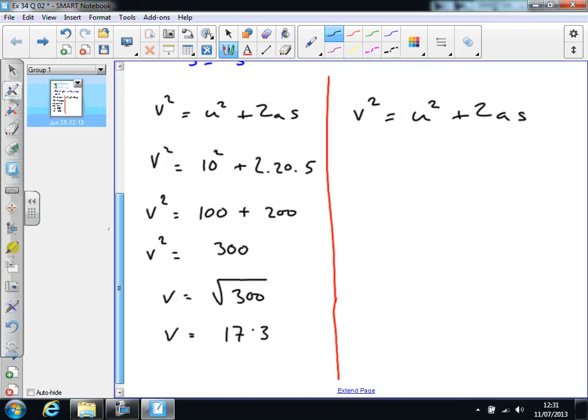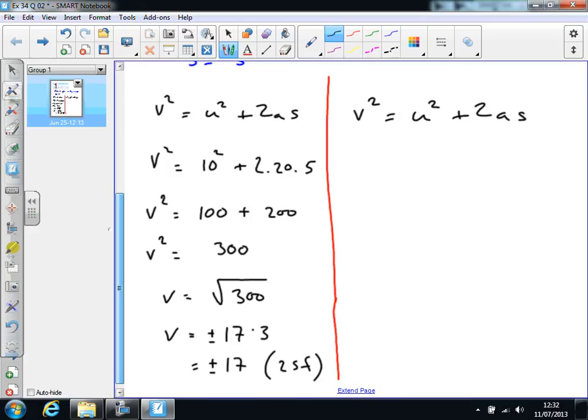And the significant figures that we give in our final answer will depend on the values that we're given. So we're only given 1 or 2 significant figures in the original case. So that would be 17 to 2 significant figures. And also we have to remember that when we square root a number, the answer could be positive or negative. So plus or minus 17.3, plus or minus 17 to 2 significant figures.